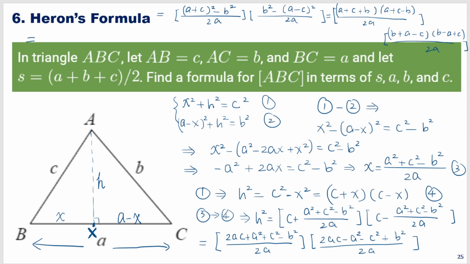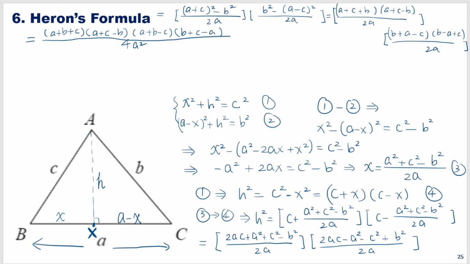And that'll give us (a plus b plus c) times (a plus c minus b) times (a plus b minus c) times (b plus c minus a) over 4a squared, right? Okay, let's erase this.